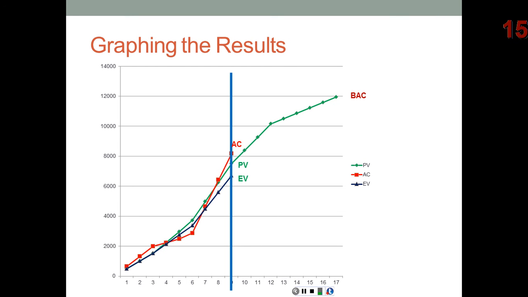That's basically the answer to that earned value problem. I hope you do understand now how to solve this problem.